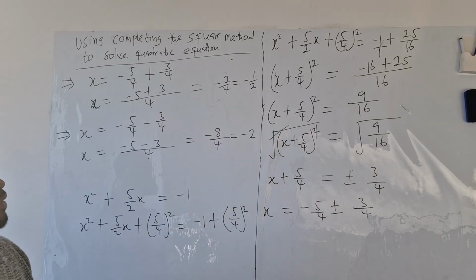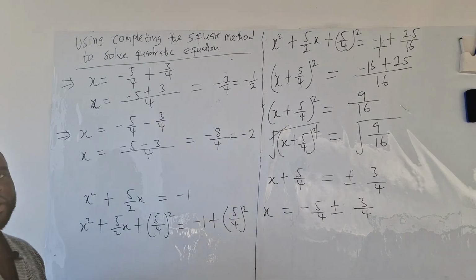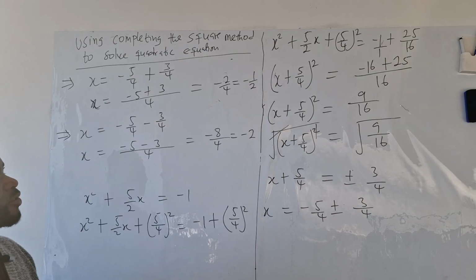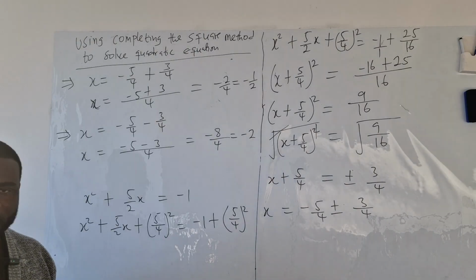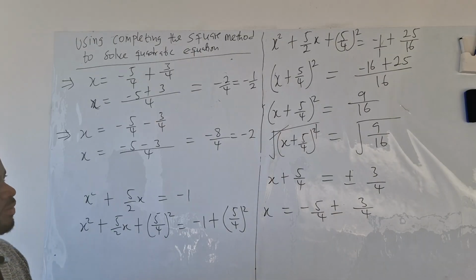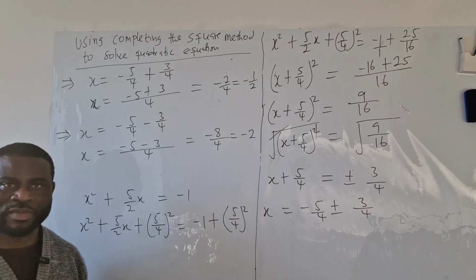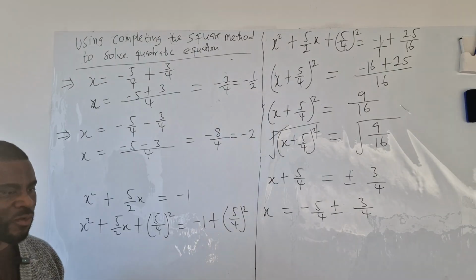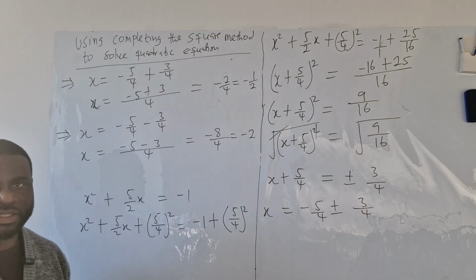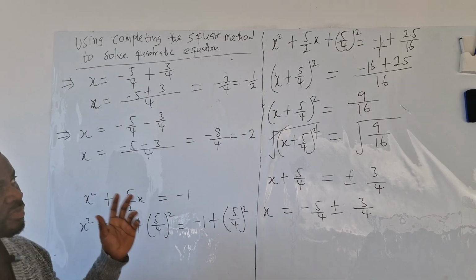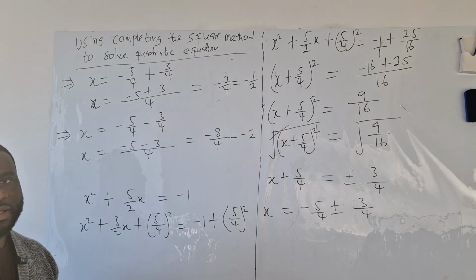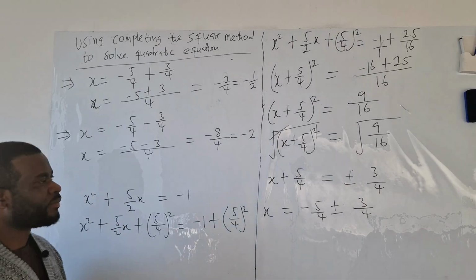So at the end of the day, we have been able to use the completing the square method to solve the given quadratic equation. So this is how we use the completing the square method to solve a quadratic equation. I hope this has been helpful. Thank you.